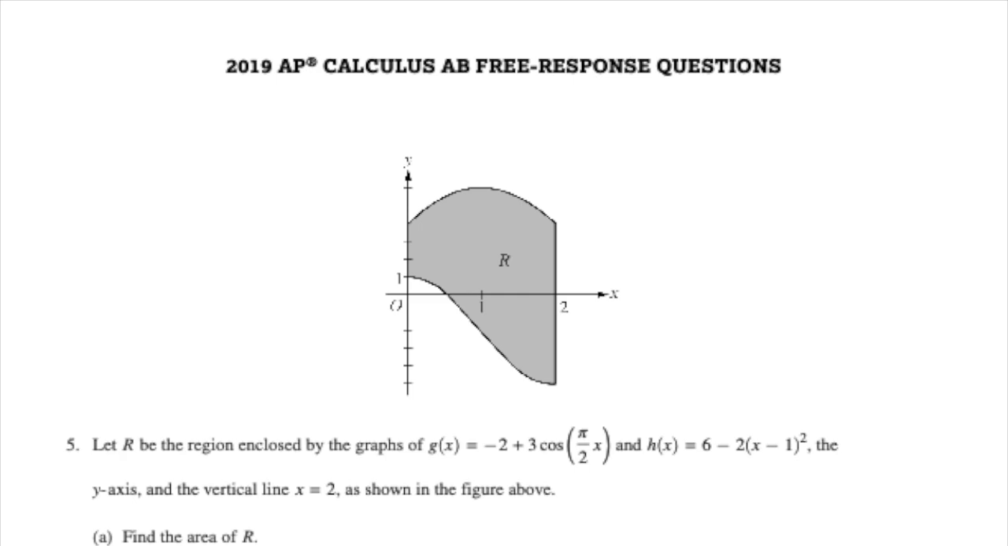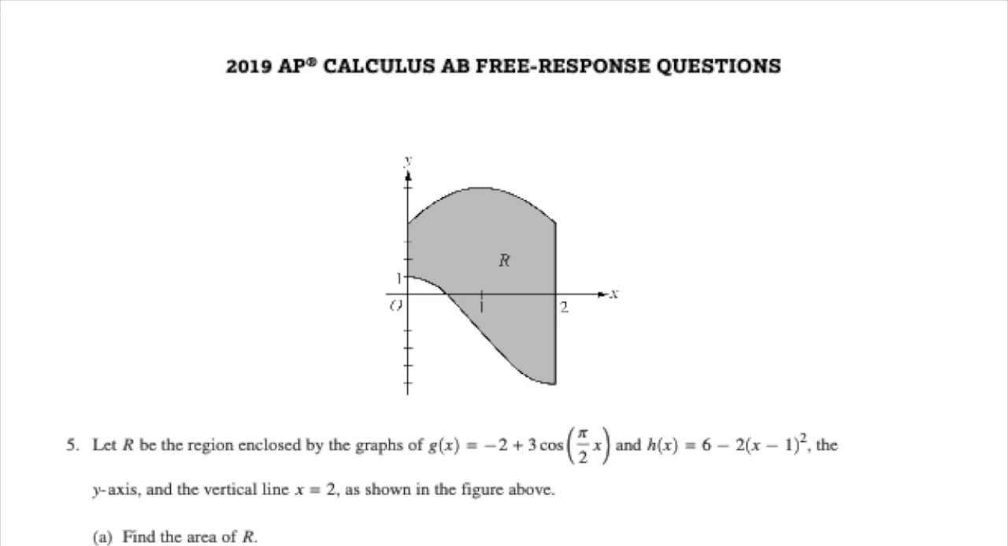Hey guys, welcome back. Today we'll be covering AP Calculus AB FRQ number 5, and this is from the 2019 exam. So we can see that we start with this graph right here, and it has a region R inside of it. It's enclosed by two functions, g of x and h of x, and the y-axis and the line x equals 2, even though it's kind of ambiguous.